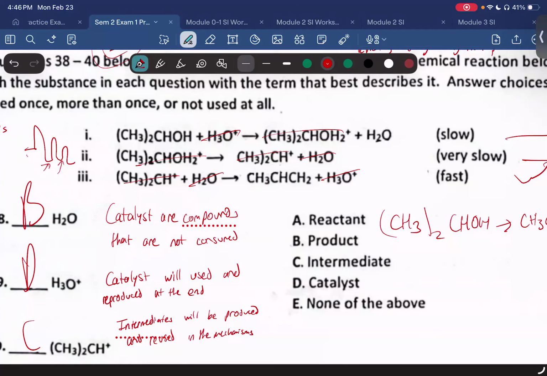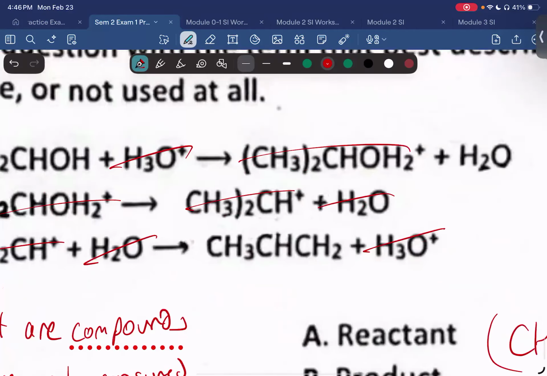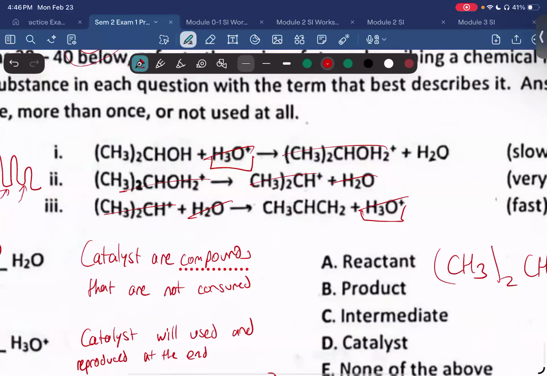The big thing is that catalysts are compounds that are not consumed. That's the definition we talked about in module 3 for catalysts. So it's not something that's in the reaction mechanism. It's something that creates a new pathway and lowers the activation energy. But in the case of reaction mechanisms, all you have to know is that it's something that's used and then reproduced at the end.